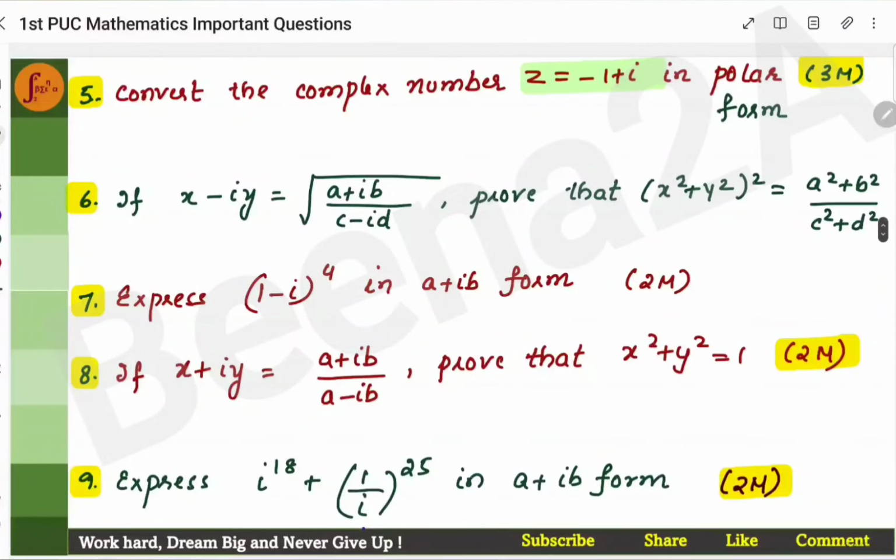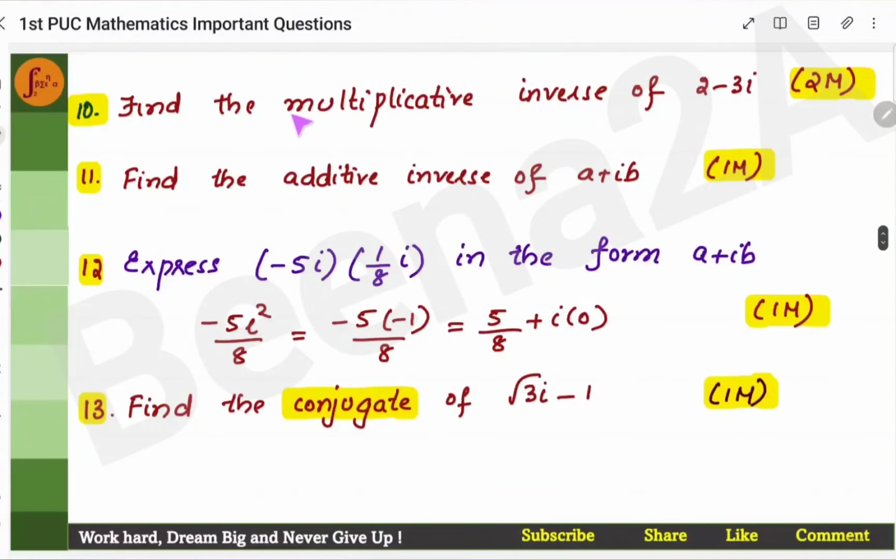Then here also, represent these in the polar form. Then this is one proof. You have been given one expression here, and you have to prove that this expression is equal to this expression. Here again, express in a plus i b form. In this one, you have to prove that x square plus y square is equal to 1. Then express this in a plus i b form.